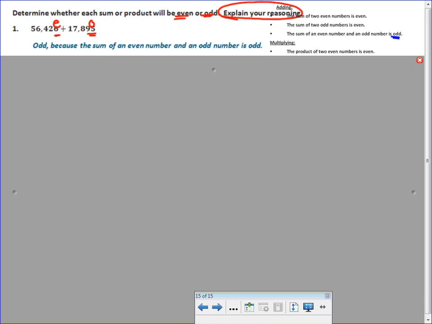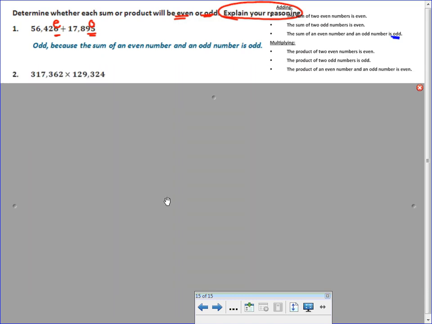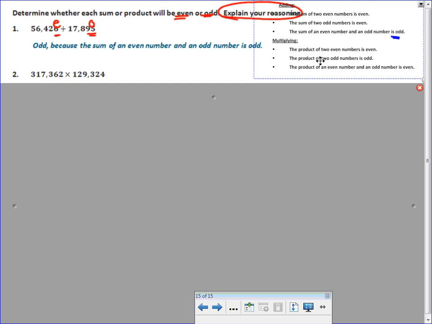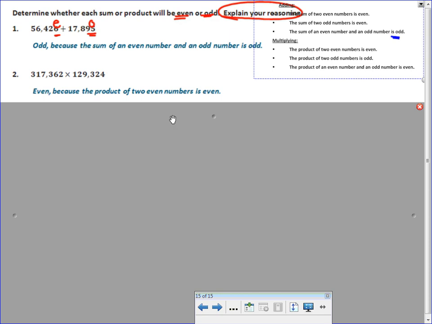Now we'll take a look at number two. This is product now, so you want to look at your multiplying rules. Definitely want to have these rules out to help you. We have an even number times an even number. So looking at our notes, two even numbers, the product will be? Even. So even because the product of two even numbers is even. See how this is going? Do the next one.